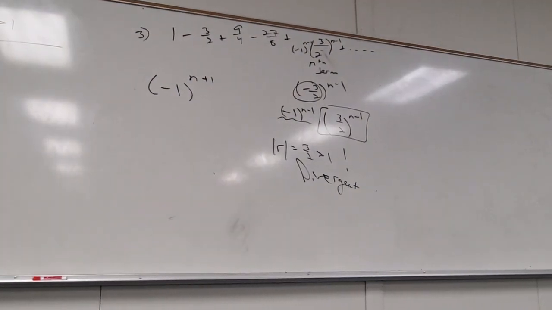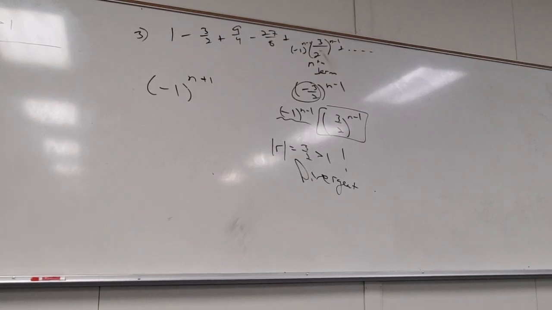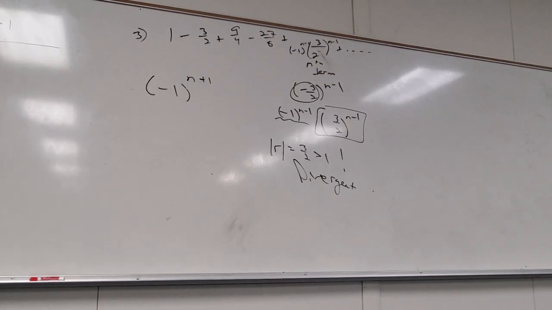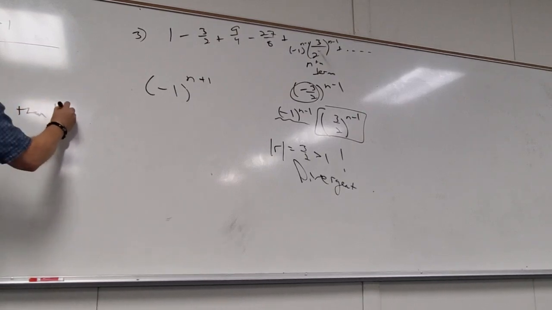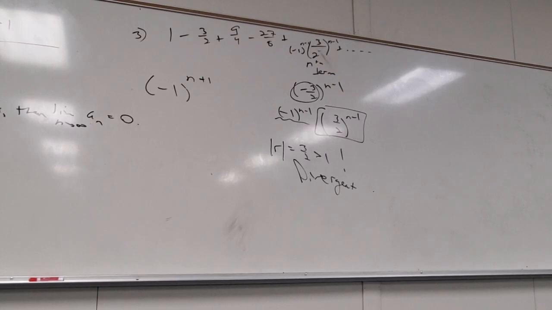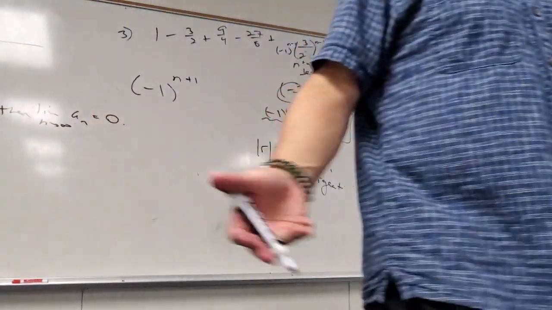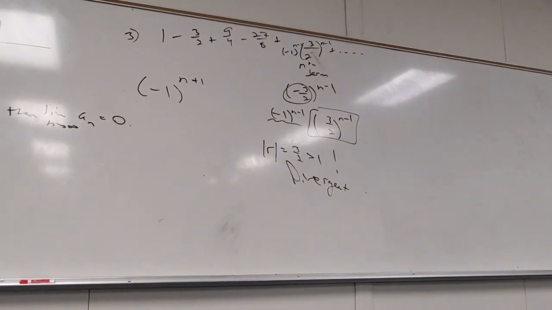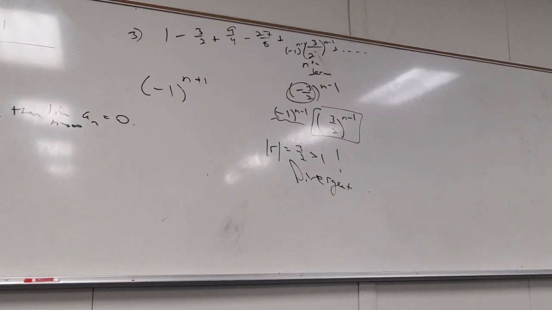So, given the sum of a_n, if this sum converges, then the limit as n goes to infinity of a_n is 0. That is true. And I want you to really think about that. If I added the number 1 forever, that would diverge, correct? That would go to infinity. That's 1 plus 1 plus 1, 2, 3, 4, 5, 6. Those are the partial sums. It goes to infinity.